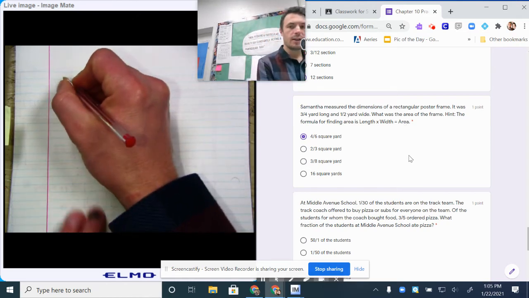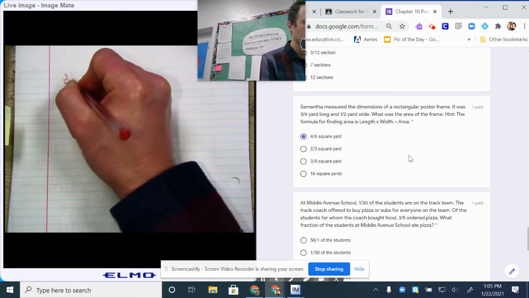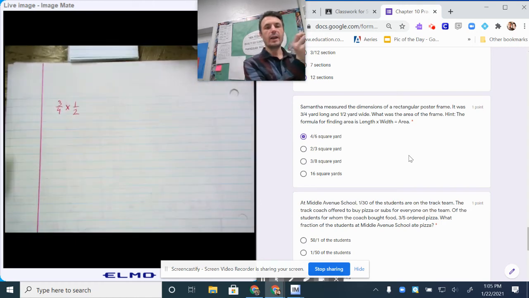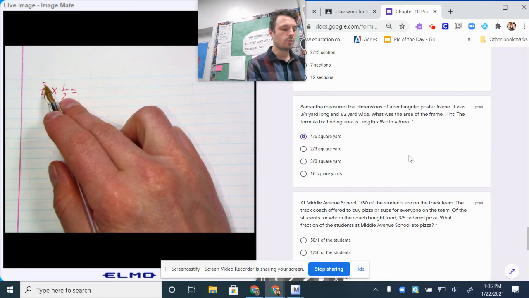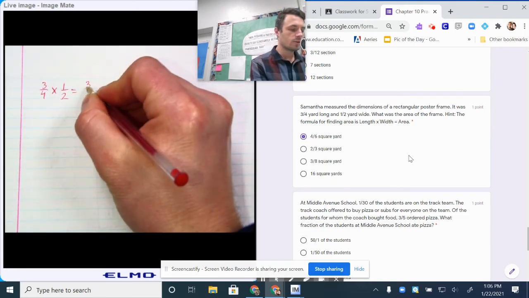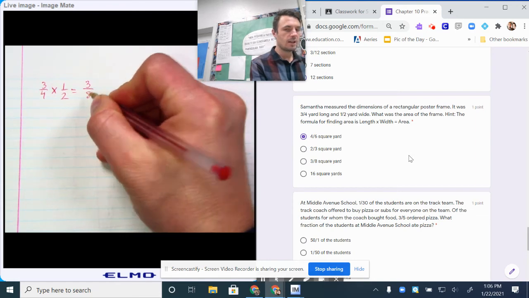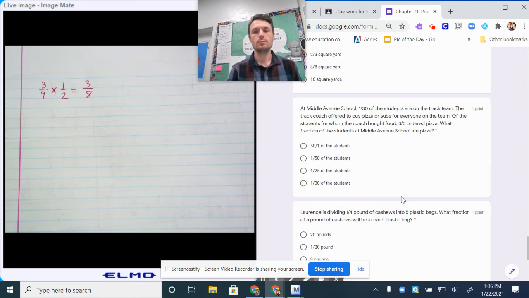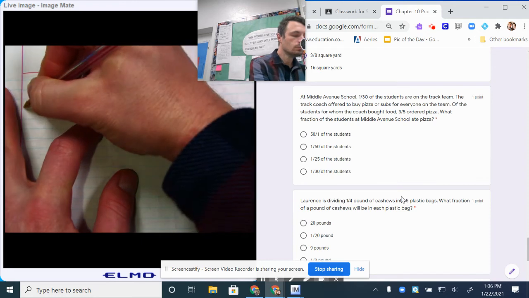We need to multiply the length, 3/4, times the width, which is 1/2. And when we're multiplying fractions, we just multiply the numerators together. 3 times 1 is 3. And we multiply the denominators together. 4 times 2 is 8. So it's 3/8 square yard. I'm going to box that off.